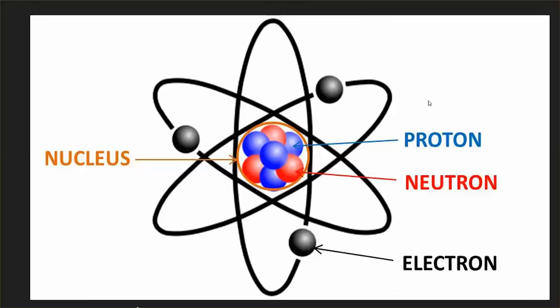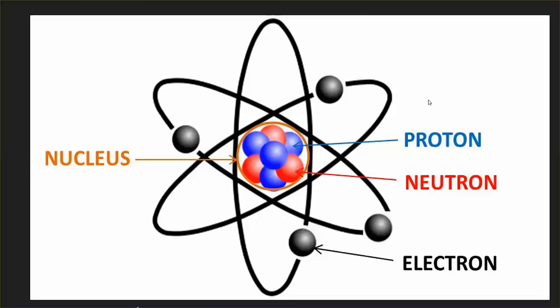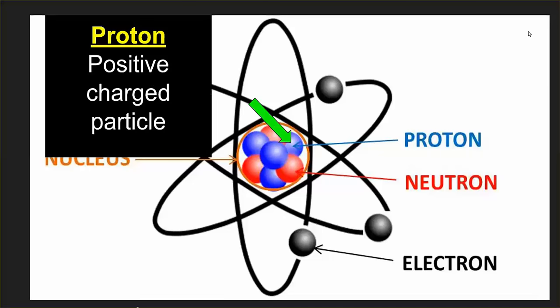So this is the model, and atoms make up everything in the universe. Depending on what type of atom it is, that determines what the element or the compound is. In the core there's the proton, a positively charged particle. If you think about a magnet, there's a positive end and a negative end. The same thing is true with an atom. The positive end of an atom is the proton.